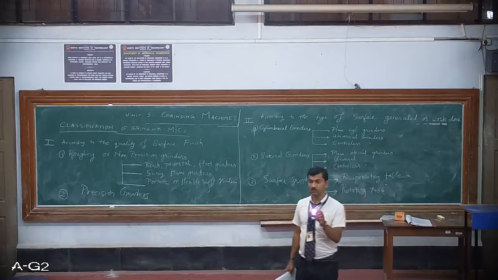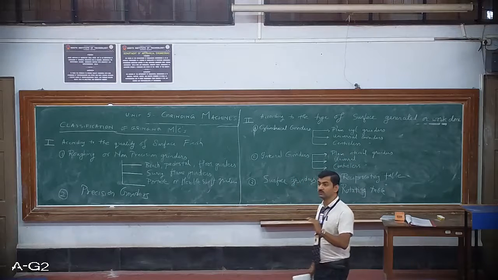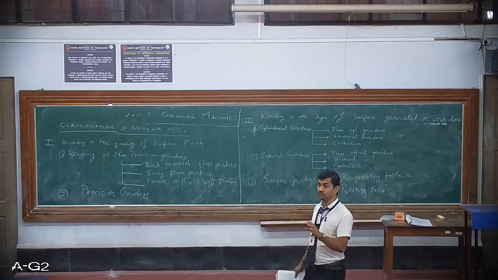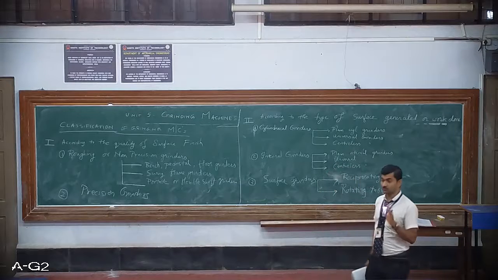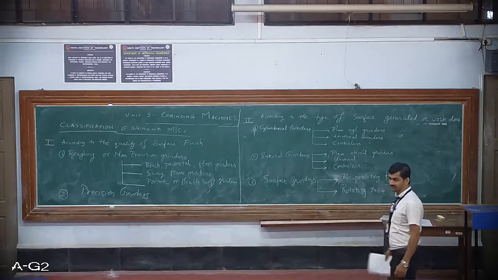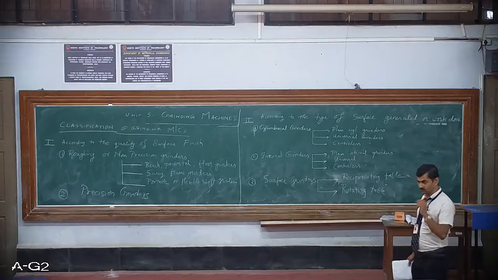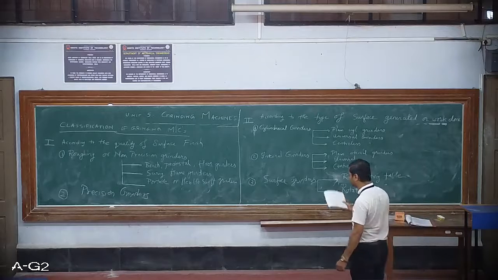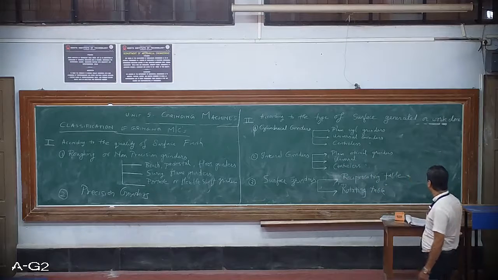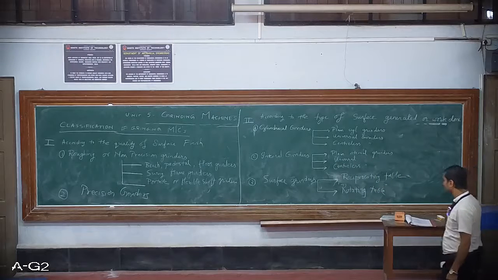Suppose you have a very small component and you have to do the grinding, or the finish you need is very smooth and you have to do it very delicately, with caution. So you have to use precision grinders. Precise means exact. What you want exactly, you need to achieve that. That is precision grinders. The next category is according to the type of surface generated or work done.